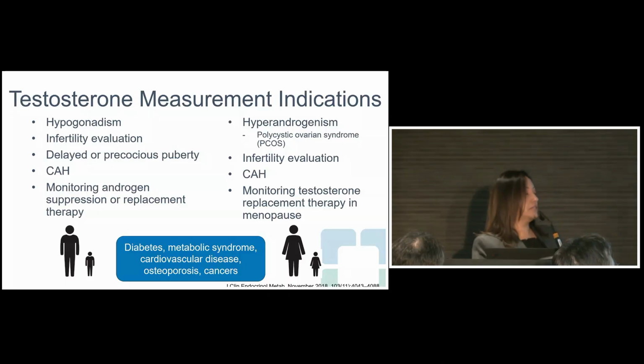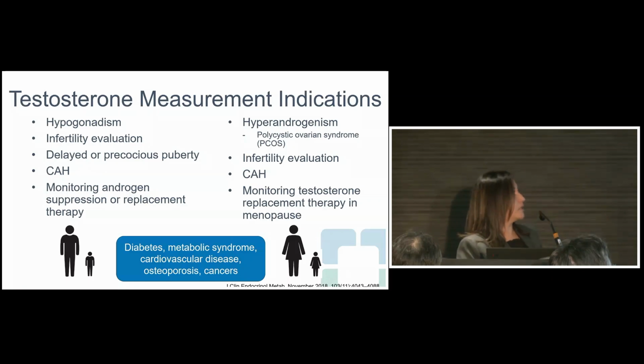There are several indications for measuring testosterone. It's heavily ordered in the laboratory. Perhaps the top ones are the ones that are more predominant, which is hypogonadism in men and hyperandrogenism in women, linked to conditions like polycystic ovarian syndrome. These are highly prevalent in our population, but it's hard to assess as well due to the variability in definitions, testing measurements, and so on.